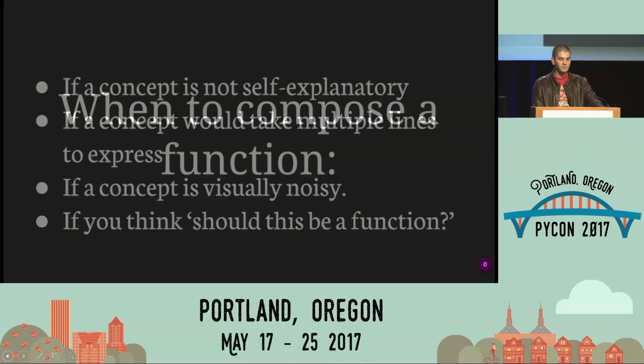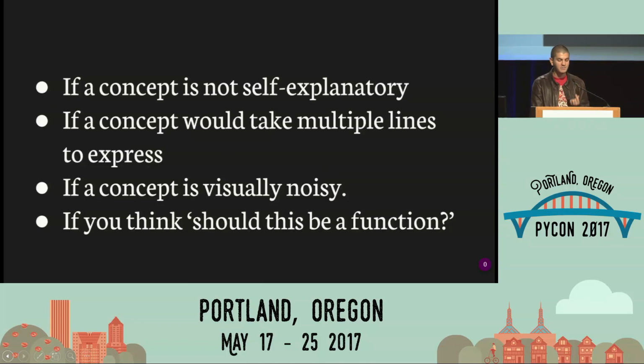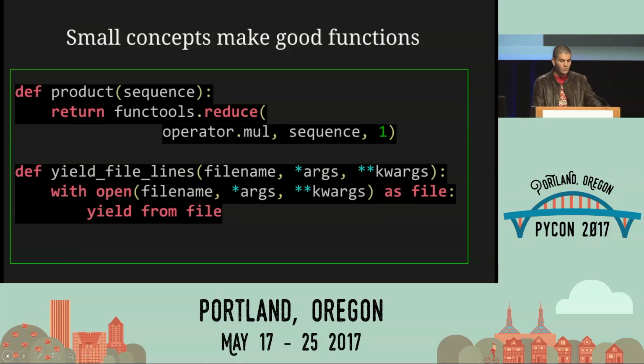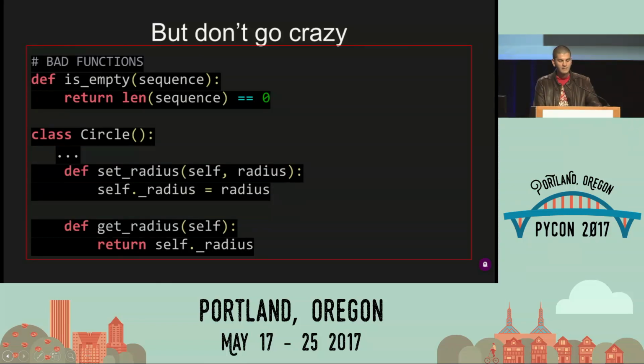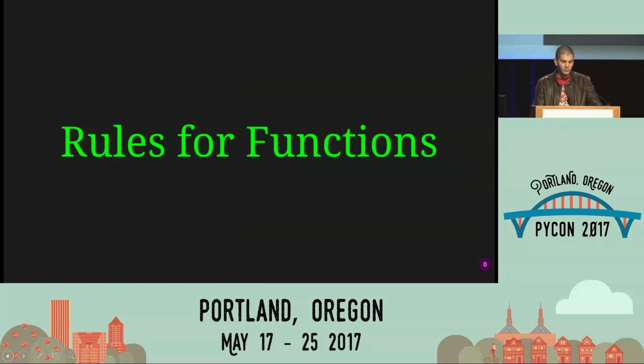So when do you compose a function? If a concept's not self-explanatory, if it would take multiple lines to express, if a concept's visually noisy, or if you even think to yourself, hey, should this be a function? Well, yeah, probably. So this isn't a big thing. Small concepts make great functions. Product instead of sum, or yield file lines to get rid of the noise of doing a new open every time. But you don't have to go crazy and get Java-y. If your concept's self-explanatory, don't build a function.